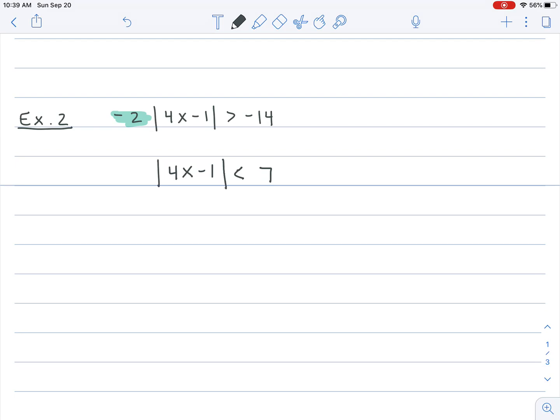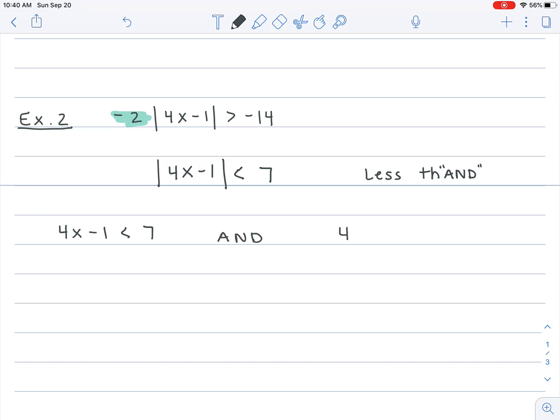Step 2 is to figure out if it's an and or an or problem. So it says the absolute value of 4x minus 1 is less than 7. So this is going to be an and problem. Now that we figure out it's going to be an and problem, we're going to create our two inequalities. So the first one's what you see. 4x minus 1 is less than 7. It is an and problem.